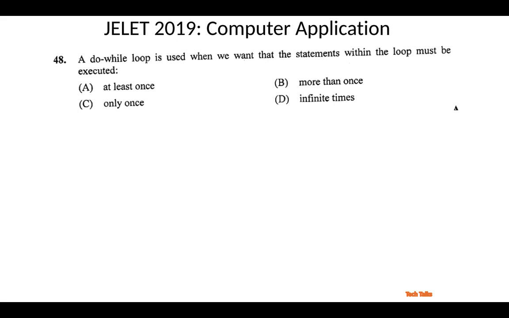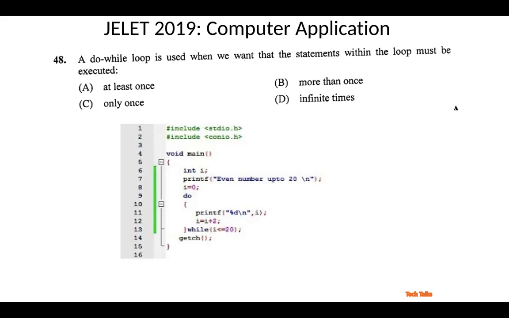But in case of do while, the situation is like this. Let's say for example, do print n, then while i less than or equal to 20. Suppose i value is 0, then it is fine. i is less than or equal to 20, it will do this. Suppose i value is 50. Then what will happen? Do this.